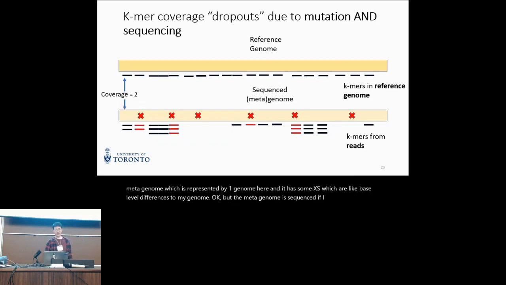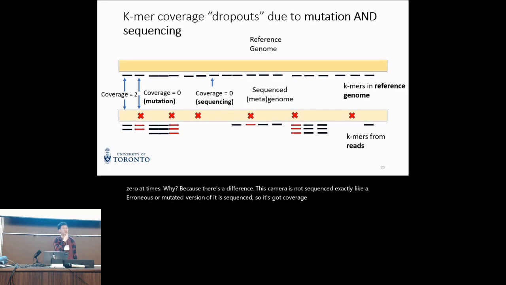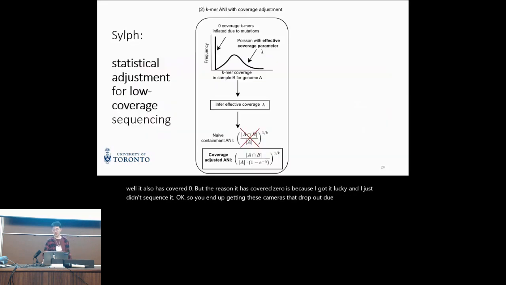If I look at these k-mers, this first k-mer here, it's got coverage 2, because it's sequenced twice in my metagenome. So that's fantastic. But this k-mer over here, it's got coverage 0. It's sequenced 0 times. Why? Because there's a difference. This k-mer is not sequenced exactly. Like an erroneous or mutated version of it is sequenced. So it's got coverage 0. Whereas this k-mer as well, it also has coverage 0. But the reason it has coverage 0 is because I got unlucky and I just didn't sequence it. Okay? So you end up getting these k-mers that drop out due to mutation and sequencing.